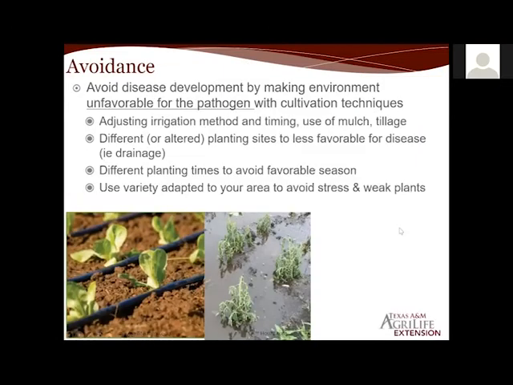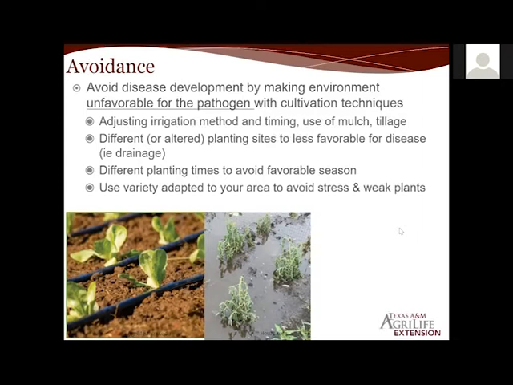All right, avoidance is when you avoid disease development by making the environment unfavorable for the pathogen using cultivation techniques like adjusting your irrigation method and timing, using mulch to reduce splash and the need for watering as frequently, tillage to help prompt decomposition of some plant material and also remove plant material from the surface for foliar diseases, for example. Different or altered planting sites to less favorable areas for disease or areas with better drainage, for example. Different planting times to avoid a favorable season for the pathogen.